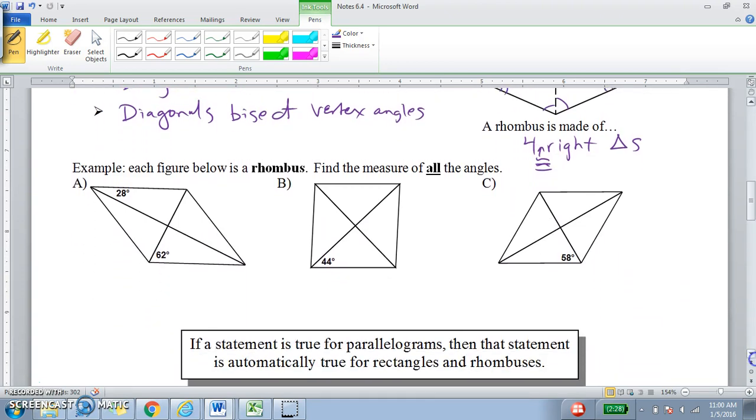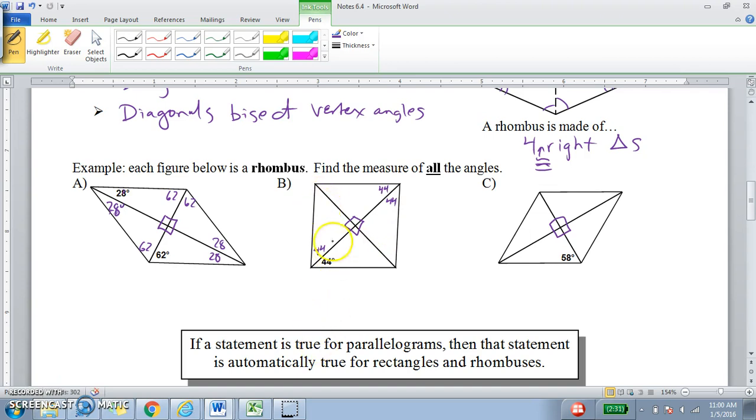All right, so each figure below is a rhombus. Find the measures of all the angles. So automatically, if we know it's a rhombus, we can say all 4 of these in the middle are right angles. Automatically, if it's a rhombus, we know the diagonals are perpendicular, so it's always a right angle in the middle. Also, the diagonals bisect the vertex angles, so everything right next to each other is going to be the same. So if this is 28, this is 28, this is 62, this is 62, and it's the same across the rhombus. So 62, 62, 28, 28 means this is 28, 28. Simple as that. Here we've got 44, so this one right next to it's 44. These ones all the way across from it are also 44.